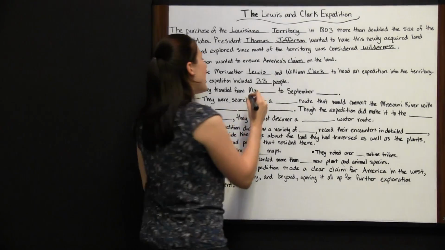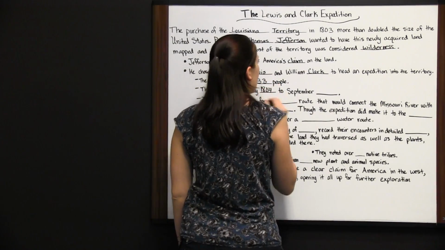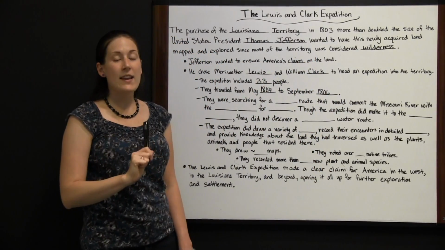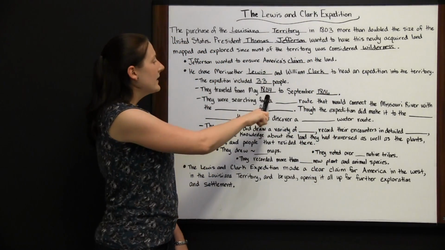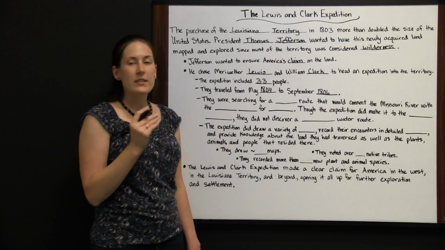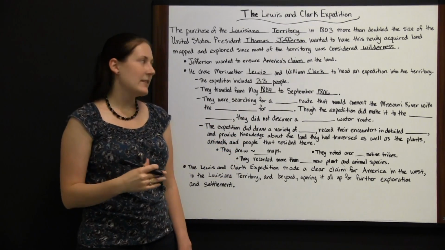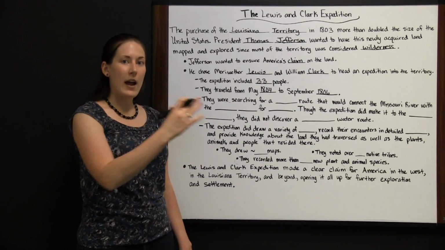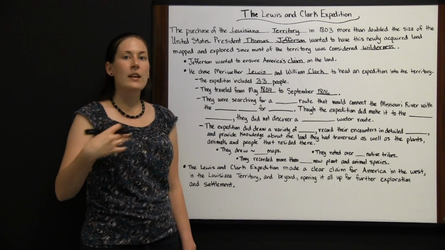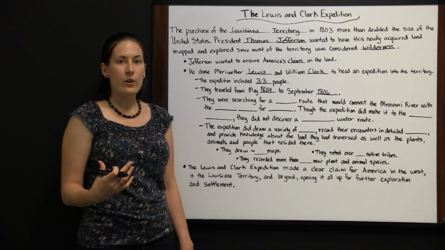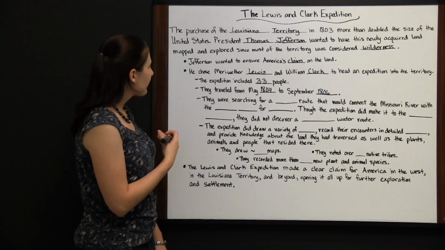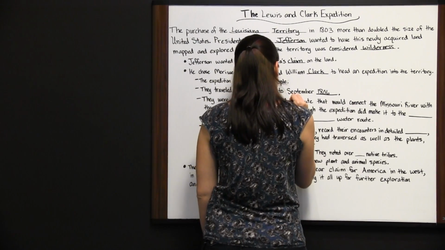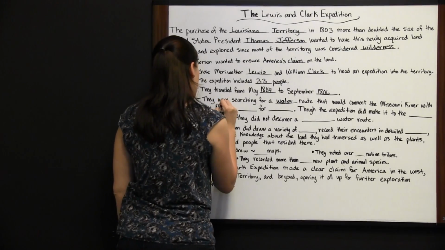They traveled from May 1804 to September 1806. So you see they acquired the territory in 1803, and very quickly in 1804, Jefferson was sending an expedition out to start mapping this territory. And you can see it lasted a little over 2 years. It took them that long to travel across the Louisiana Territory and come back to where there were known American settlements. They were searching for a water route that would connect the Missouri River with the Pacific Ocean.